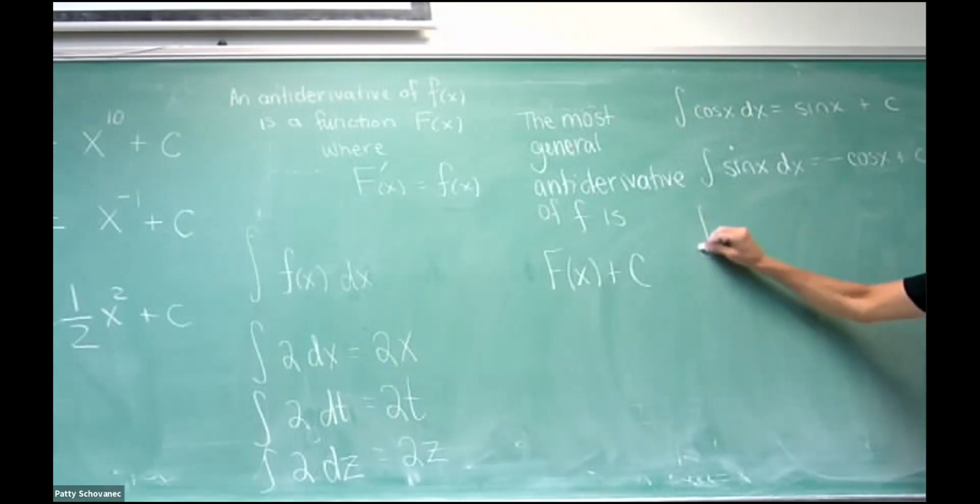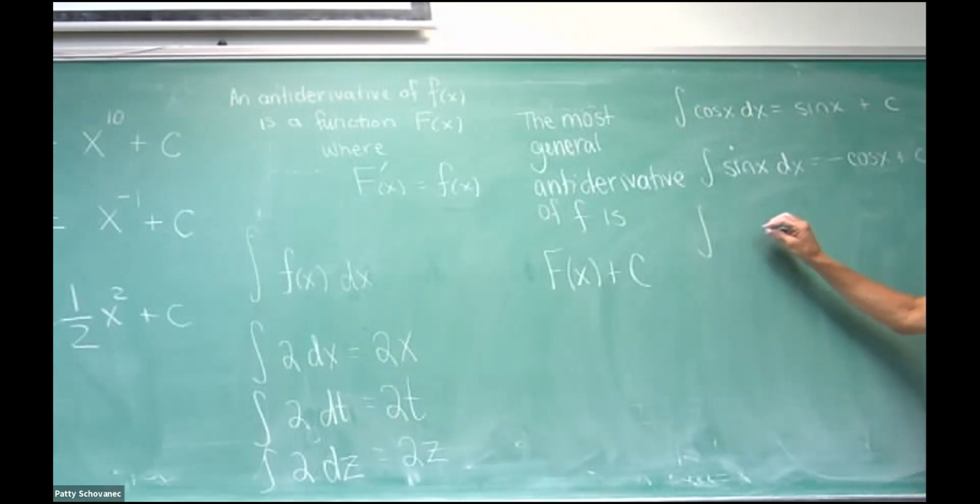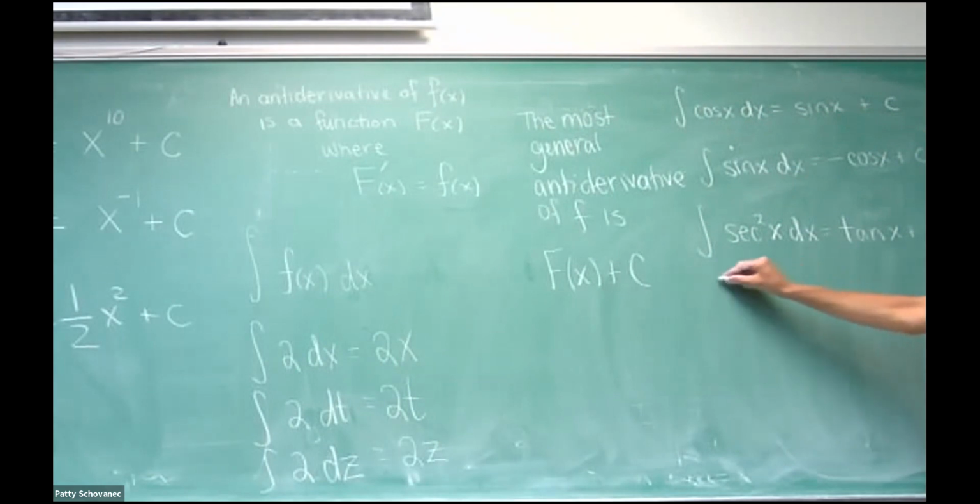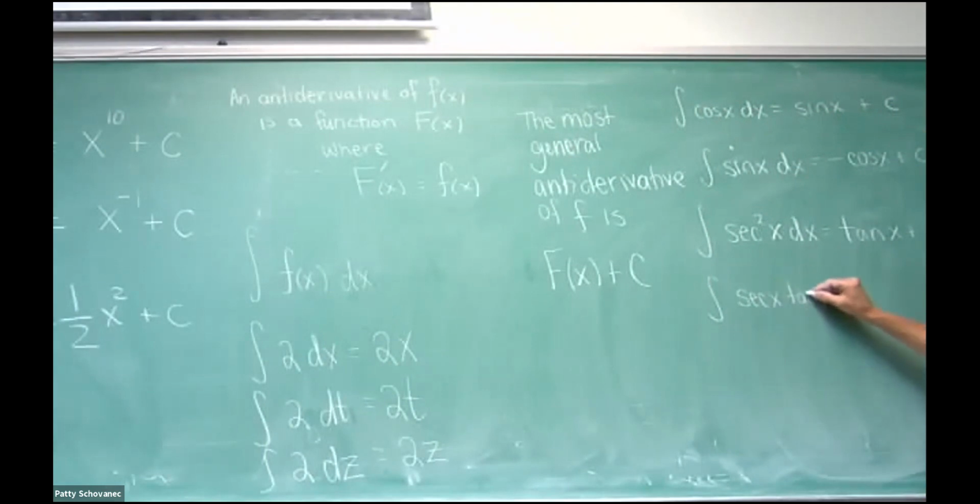What function did I take the derivative of to get secant squared of x? That's a tangent. What function did I take the derivative of to get the product of the secant of x with the tangent of x? What did I just take the derivative of to get secant tangent? Good.